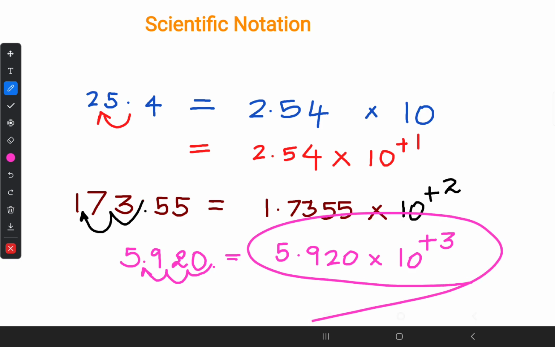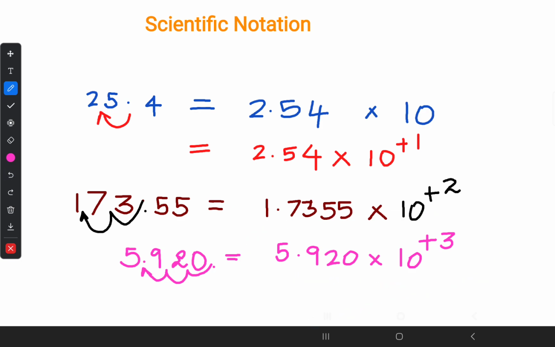This is called scientific notation. Okay, one last time. Scientific notation means a number that should be located in between 1 to 10, and a 10 with an index. The multiplication of a number in between 1 to 10 and a 10 with an index is called scientific notation.